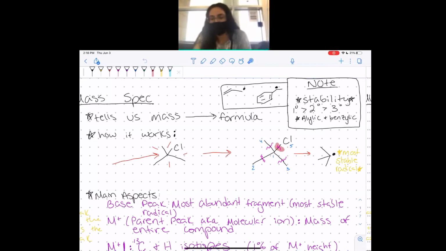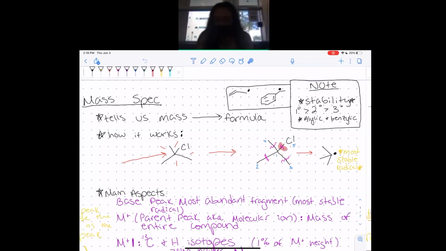Any questions about the general idea of mass spec before I zoom out a little bit?